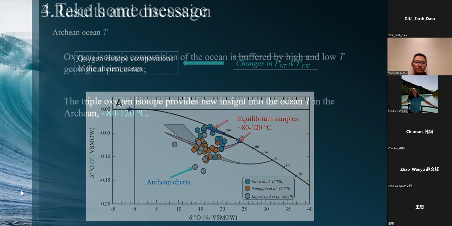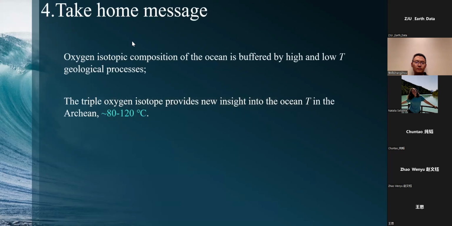So this is the take-home message. Firstly, they emphasize that the oxygen isotope composition of the ocean is buffered by high and low temperature geological processes. And second, the chert oxygen isotope composition may provide new insight into the ocean temperature in the Archean. So that's all. Thank you.